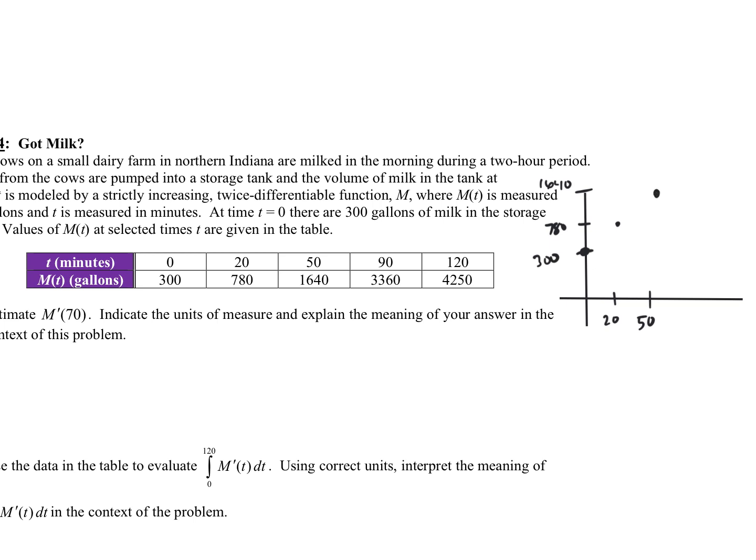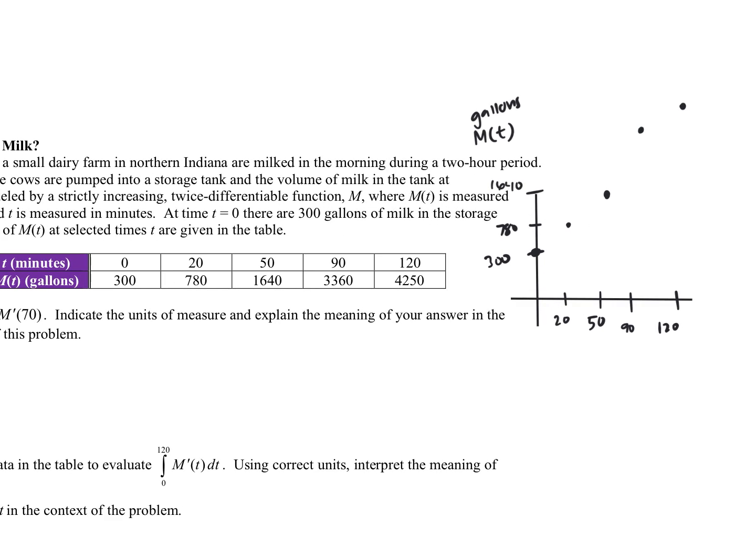This looks like it's just linear, but it's definitely not. We'll call that 90, 120. And then let's just call this point going to be way up here, and that point's like, I don't know, something like that. Okay? So this is our graph, where this is m of t on the y-axis in gallons, and on the x-axis is my minutes. So t is in minutes.